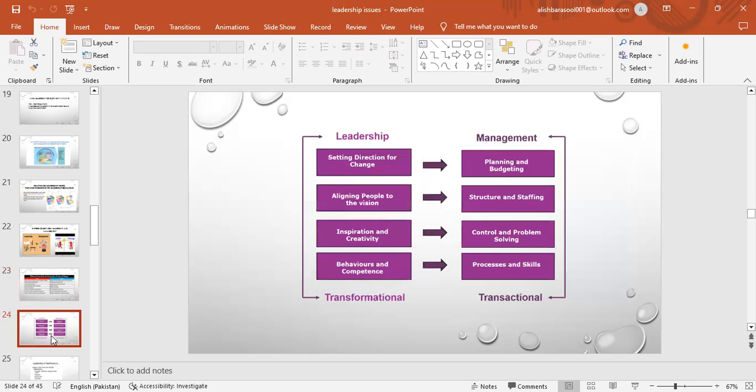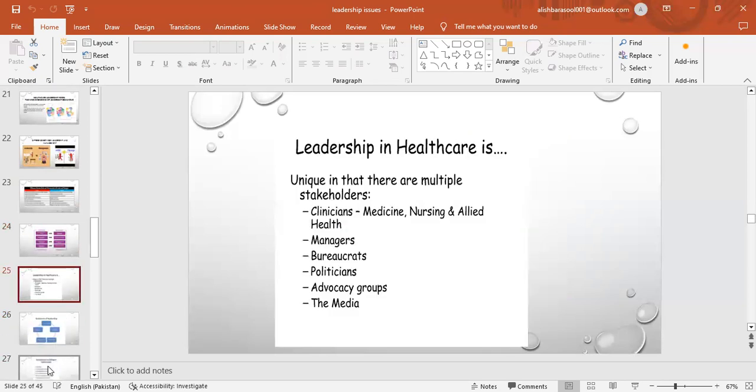Leadership: setting direction for change, aligning people to the vision, inspiration and creativity, behaviors and competence. Whereas management is transactional: planning and budgeting, structure and staffing, control and problem solving, processes and skills. Leadership in healthcare is unique in that there are multiple stakeholders: clinicians like medicine, nursing, allied healthcare, managers, bureaucrats, politicians, advocacy groups, and the media.